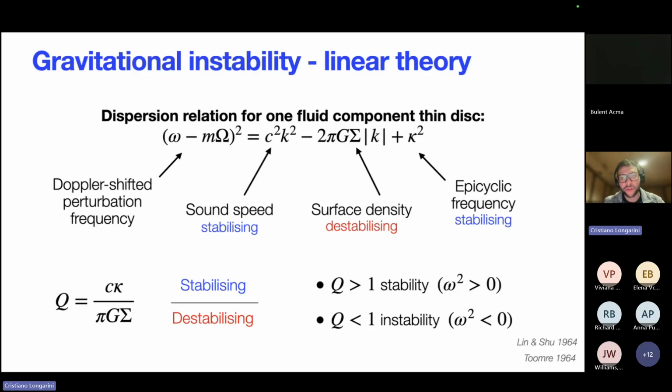This parameter is proportional to the disk temperature and inversely proportional to the surface density of the disk, meaning that cold and massive disks are likely to be gravitationally unstable. And the threshold for instability is Q equal 1.